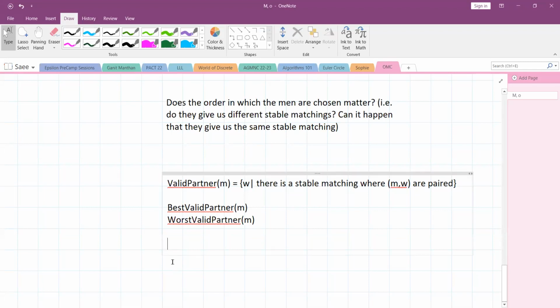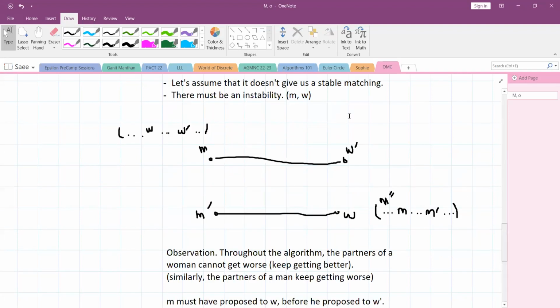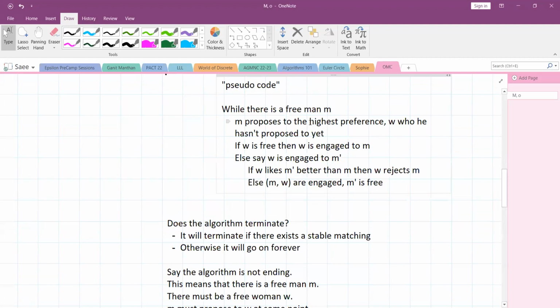I have a question. What do you exactly mean by the order in which the men are chosen? Okay. So over here, let's say we have so many men, right? We could choose any to go to this next step. So does it matter which one we choose first? That is the question.